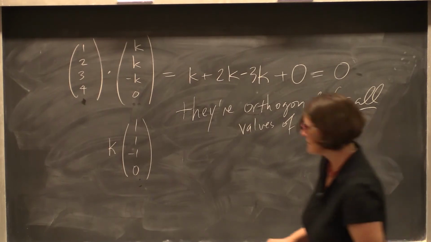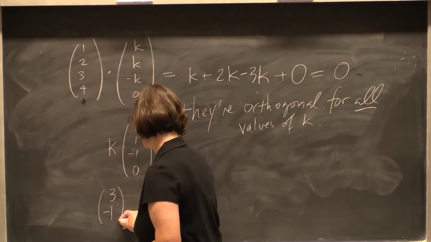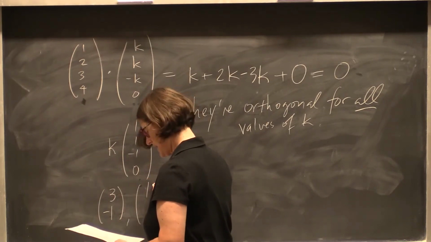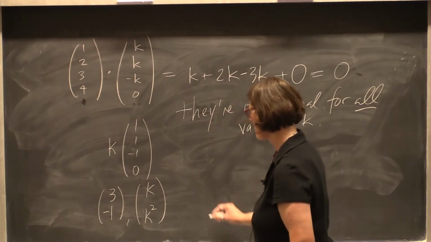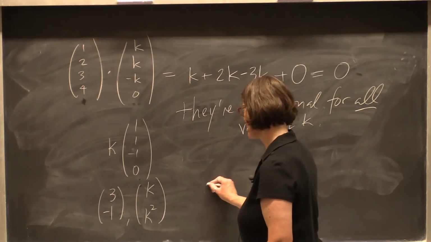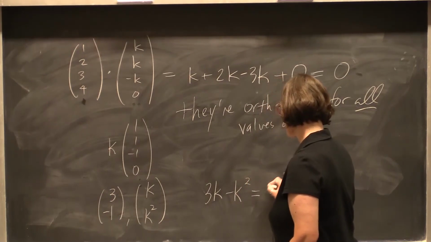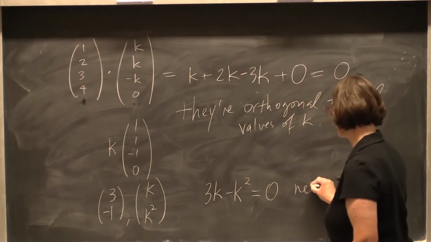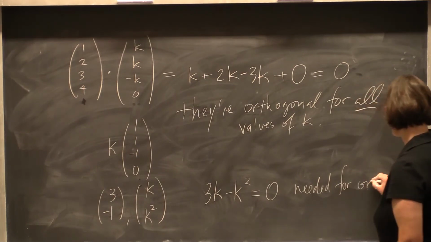If you had been given the same question for the vectors 3, minus 1, and k, k squared, then you would have gotten that you want 3k minus k squared equals 0 is needed for orthogonality.